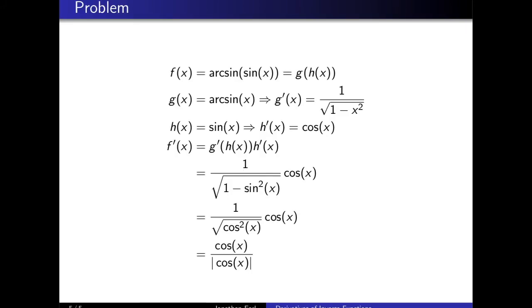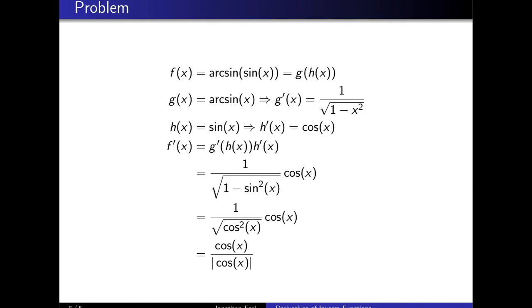Okay, so we want to find the derivative of f. We have a function composition here, so let's go ahead and use our chain rule. And I'll explain why we're doing this in just a moment. The first thing that we'd have is our outer function is arcsine, whose derivative is 1 over square root of 1 minus x squared. Our inner function is sine of x, so the derivative of that is cosine.